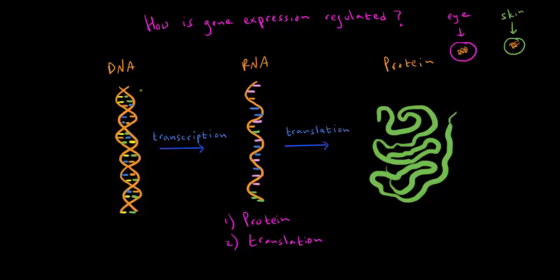Maybe that's what happens. Maybe gene expression is regulated at the level of translation. That would mean that all of the DNA in the cell is transcribed into RNA, but not all of the RNA gets translated into protein. Just the RNA that make proteins of that particular cell would get translated.